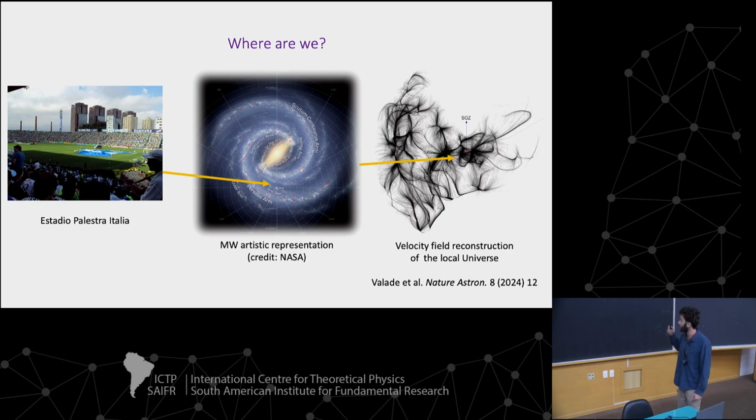Now, this is the most recent reconstruction of the local universe we have, and this is from Valade et al. It's taken from the Cosmicflows-4 catalog of peculiar velocities. I will explain what these type of plots mean tomorrow. Today is going to be much more old school and pen and paper about what we know about structure formation in lambda CDM and analytical models we use to try to understand what these structures are.